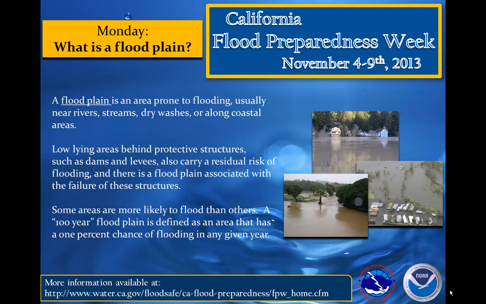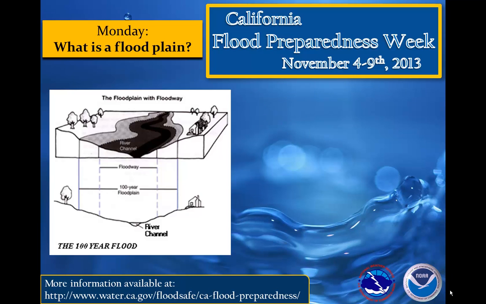But low-lying areas behind protective structures such as dams and levees also carry a residual risk of flooding, and there is a floodplain associated with the failure of these structures. Some areas are more likely to flood than others. A 100-year floodplain is defined as an area that has a 1% chance of flooding in any given year.